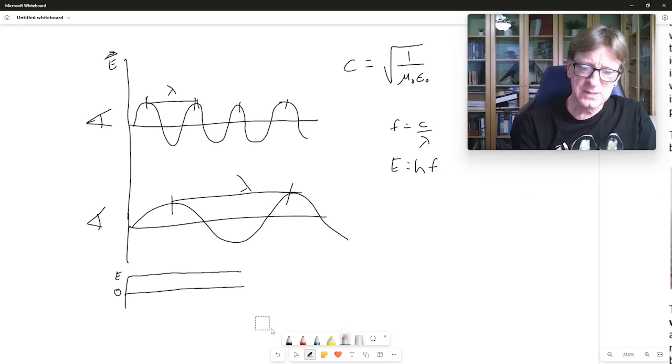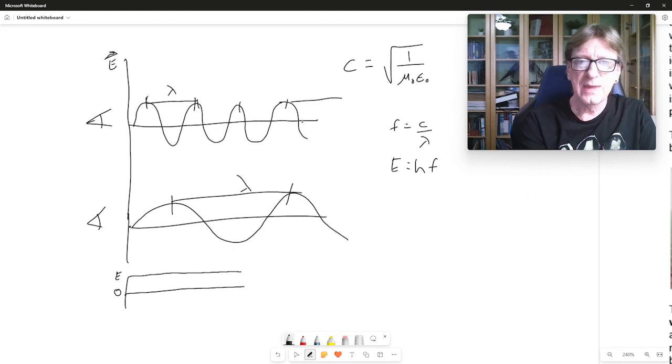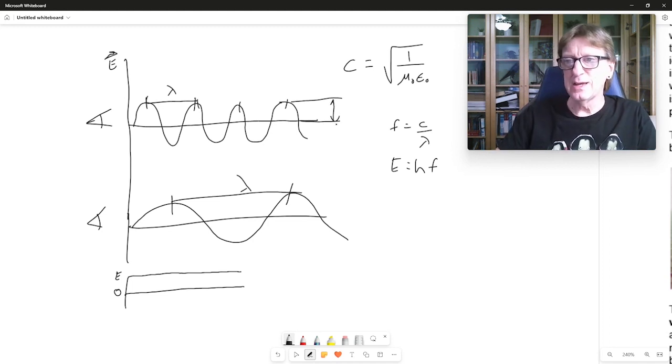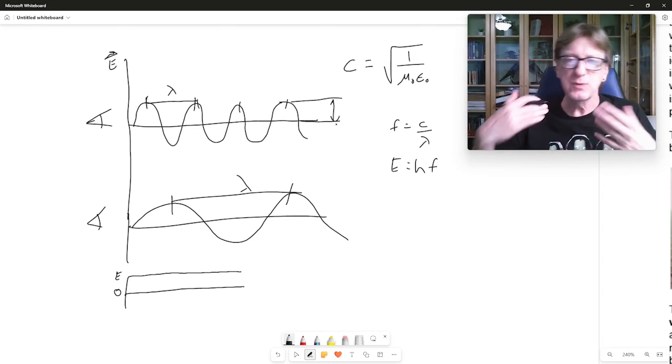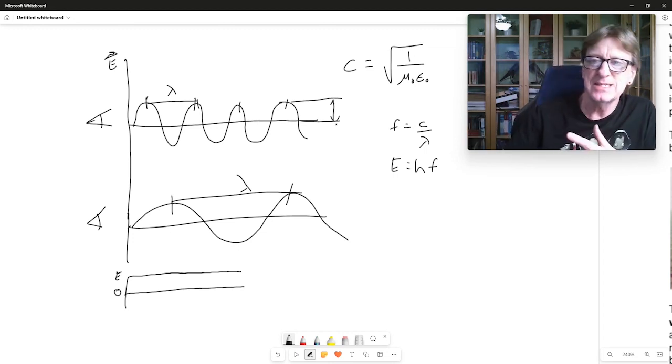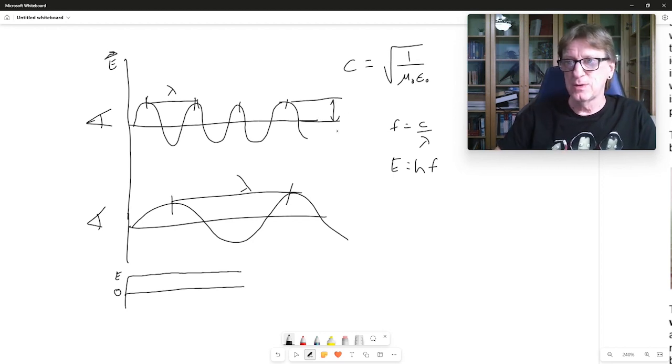Okay, the other things that we've talked about then is we've talked about the amplitude. And the amplitude is, you can think of that as being the height of the wave. It's the strength of the wave. If it were sound, it would be volume. If it's light, it's the intensity. So the higher the amplitude, in the case of light, the brighter it's going to be.